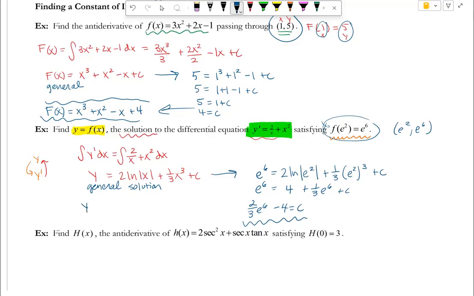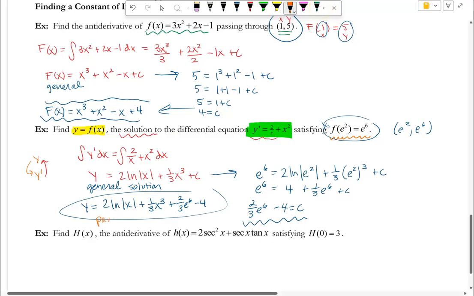So our final answer, we call this the particular or specific solution. I'm just going to add my c value. So 2/3 e to the 6th minus 4 is my c value. So this would be, again, our particular or specific solution. We'll hear that language a lot with differential equations.